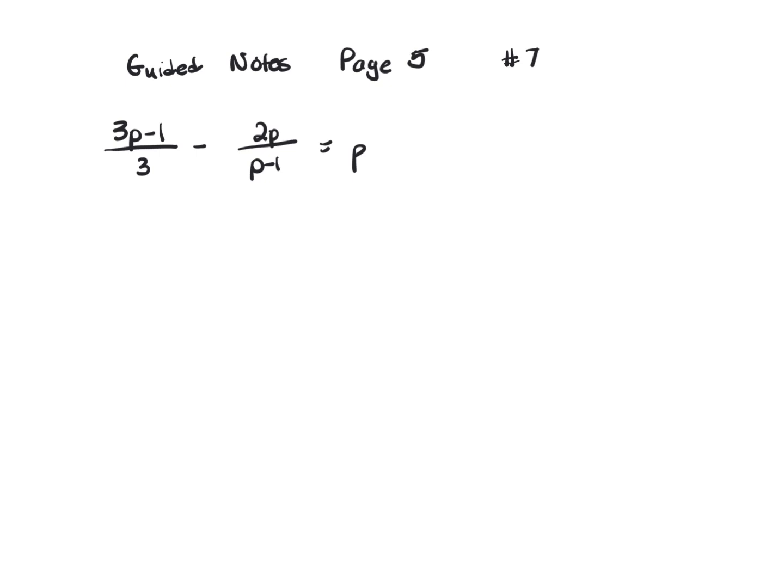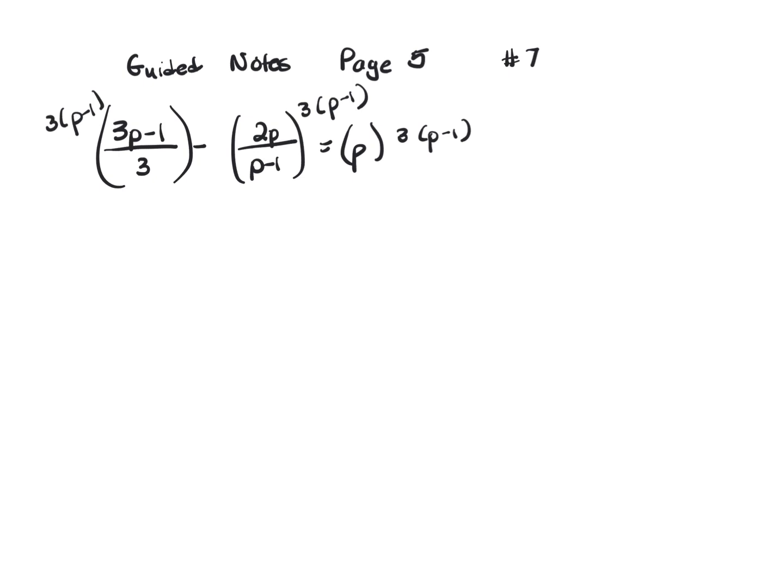Guided Notes, page 5, number 7. So we are solving an equation and we've got fractions. We want to clear our fractions first by multiplying by the LCD, and the least common denominator would be 3 and a p minus 1. So multiply every term on both sides by 3 and a p minus 1. So by the next step, we will not have any fractions.